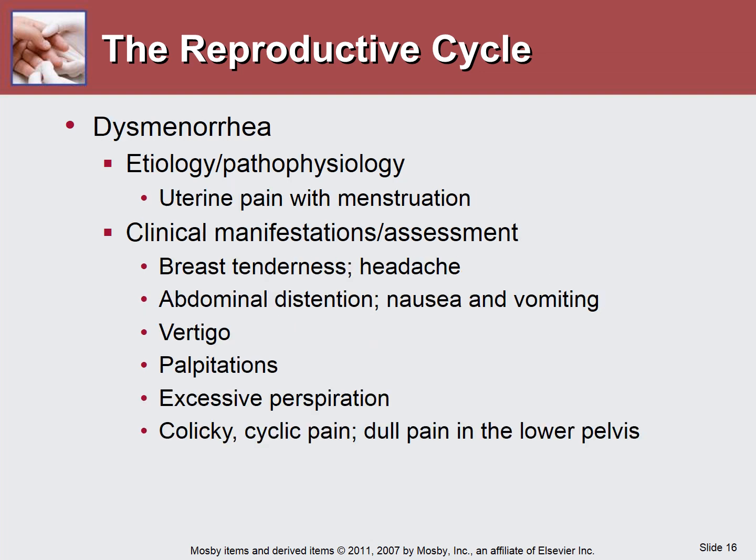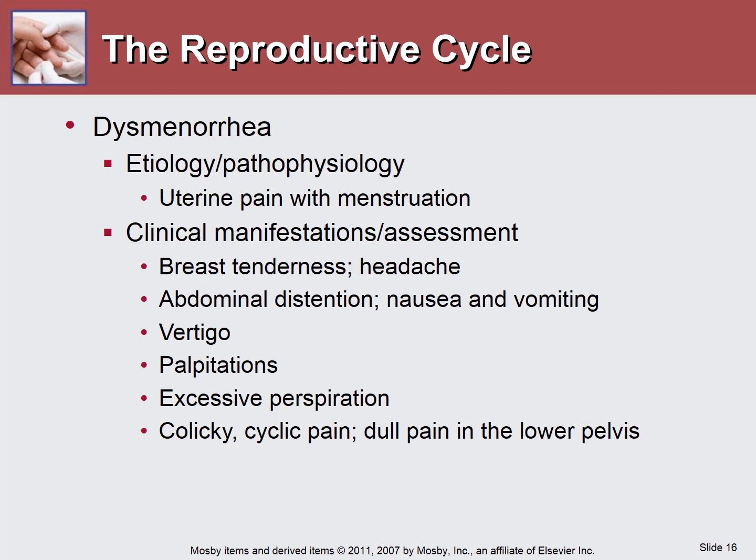Dysmenorrhea is uterine pain with menstruation, so painful menstruation. And usually there is breast tenderness, headache, abdominal distension, nausea, vomiting, vertigo, palpitation, excessive perspiration, colicky pain in the back. And it can be very debilitating, especially for young children, adolescents.